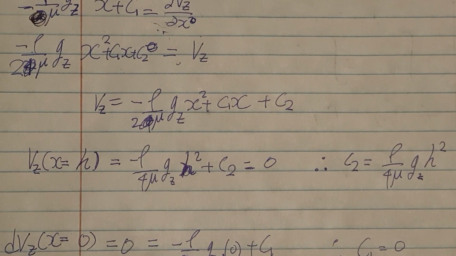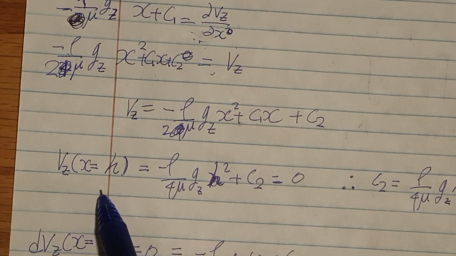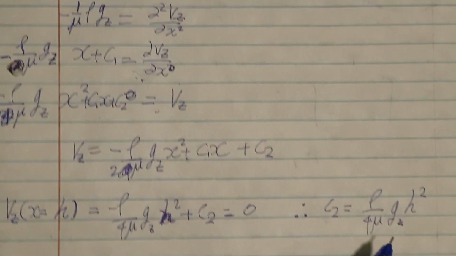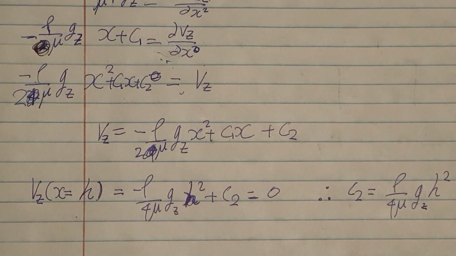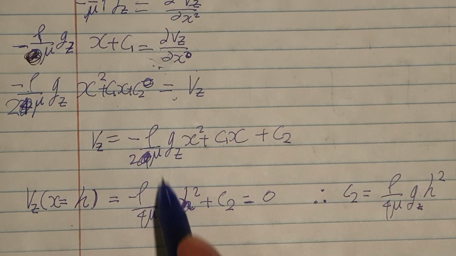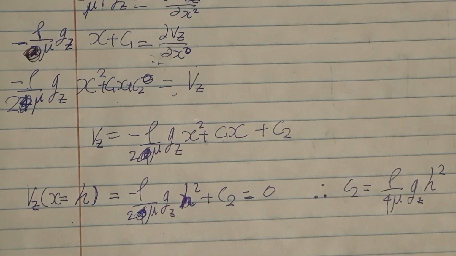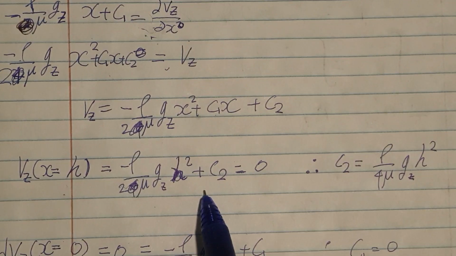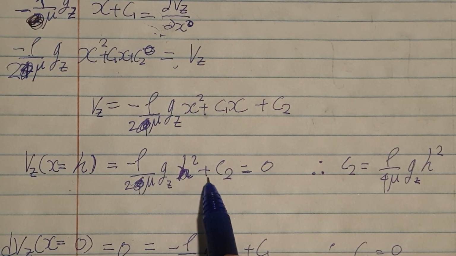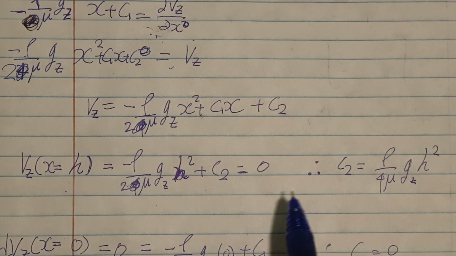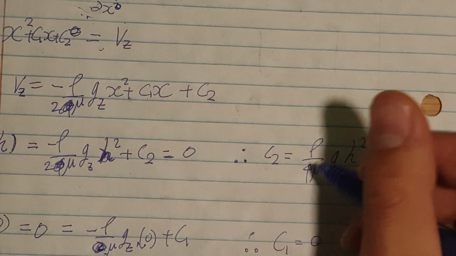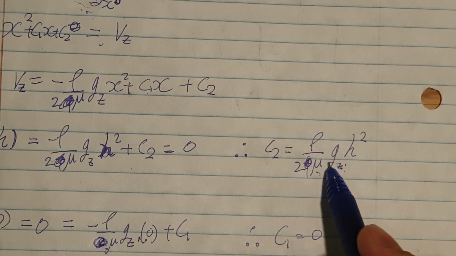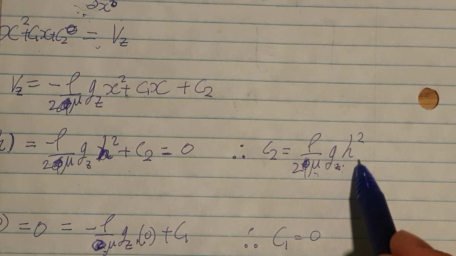And then the second boundary condition: when x is equal to h, so at this wall, because this is 2h, at this wall we know the velocity will be equal to 0. So I just plug this in over here. I'll change it into 2. And when x is equal to h, this is going to be all this h squared plus c2 equal to 0. And that gives us c2 equal to density over 2 mu, which is viscosity, times gz, which is gravitational acceleration, times h squared.